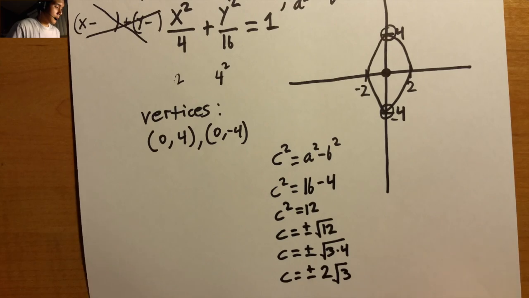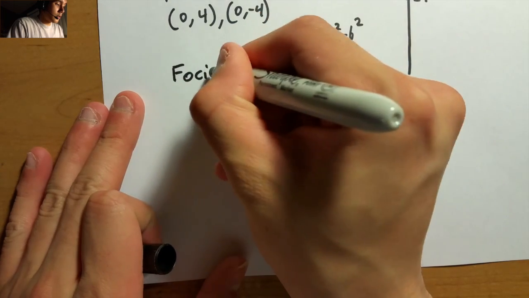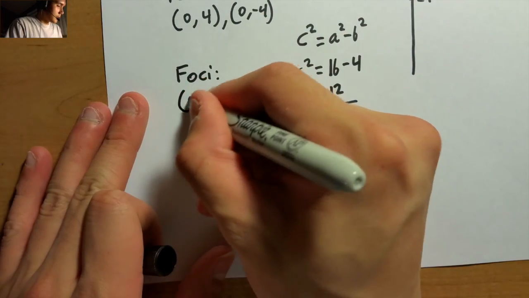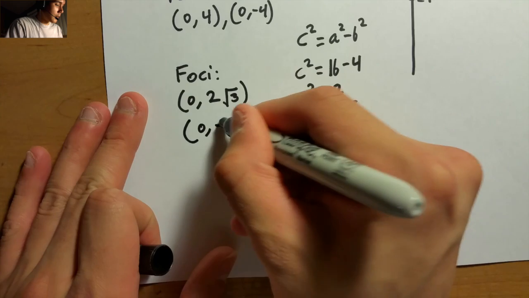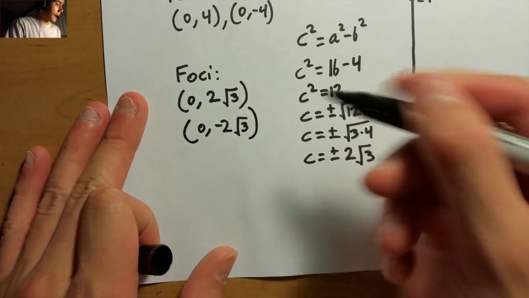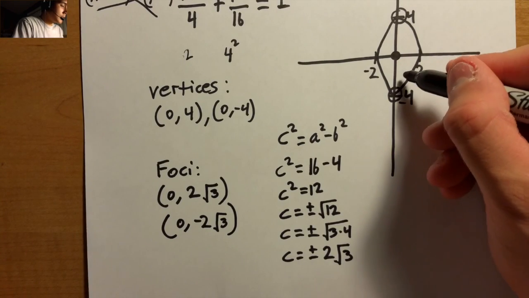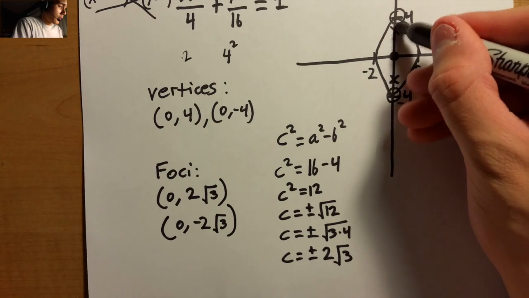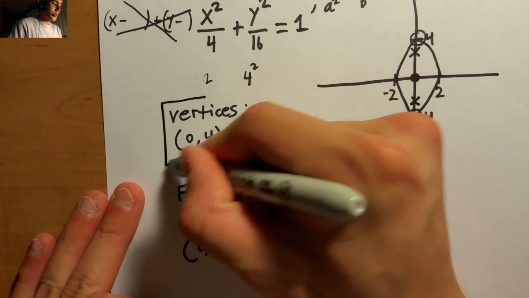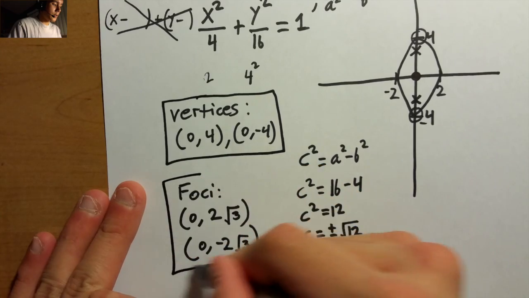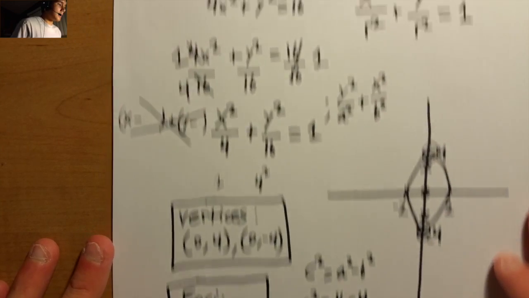So now that we've done that, we can officially find the foci. So our foci are going to be 0, 2 square root 3, and then 0, -2 square root 3. Now if you graph that, it'll probably be somewhere between 2 and 3. So we can just say, let's say right here and right there, there's your foci. And that's the equation. So there's your vertices, there's your foci, and then there's your graph. And that's how you solve an ellipse in this form.